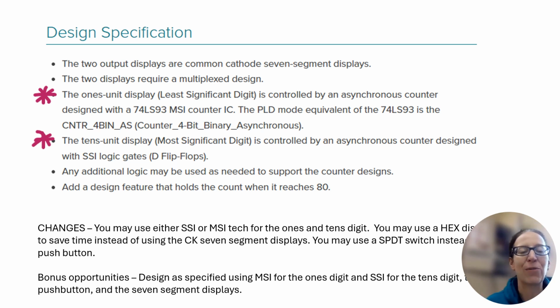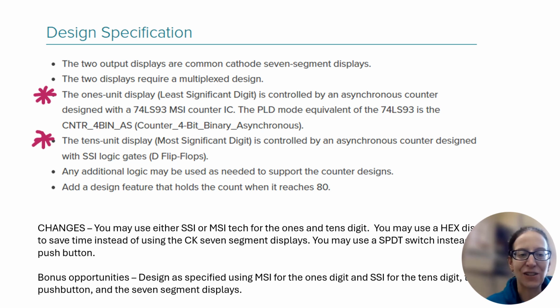Now you'll notice we have a couple asterisks. This is the major change. The ones unit display, that's your least significant digit, the one that's counting 1, 2, 3, 4, 5, 6, 7, 8, 9, 1, 0, 1, 2, 3, 4, is controlled by an asynchronous counter designed with the 74LS93 MSI counter. So you're going to use MSI for your ones digit. Don't worry about the PLD mode equivalent because we haven't done anything in PLD mode, so don't worry about that.